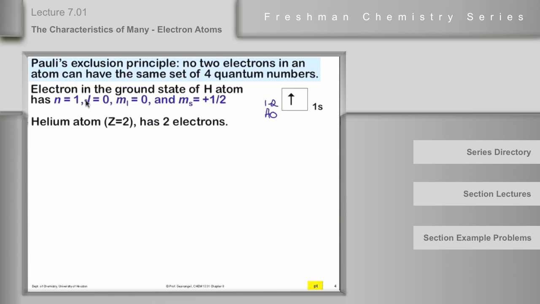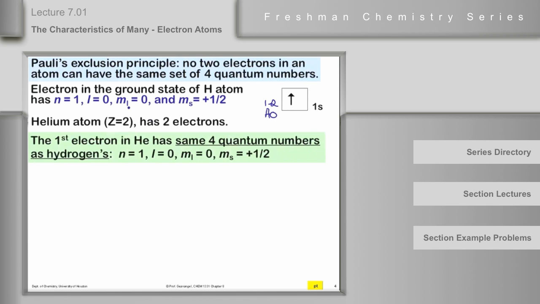It's a 1s box, so that means it has n is equal to 1, L is equal to 0, and M sub L is equal to 0, defining that box. And the first electron to go in the box, according to something called the Aufbau principle, has the same 4 quantum numbers as the previous atom, which in this case was hydrogen. So n is equal to 1, L is equal to 0, M sub L is equal to 0, tells us the box is the 1s box. But M sub S is plus 1/2 because it needs to be just like hydrogen was. So the first electron in helium is identical to what we described for the electron in the previous atom, hydrogen.